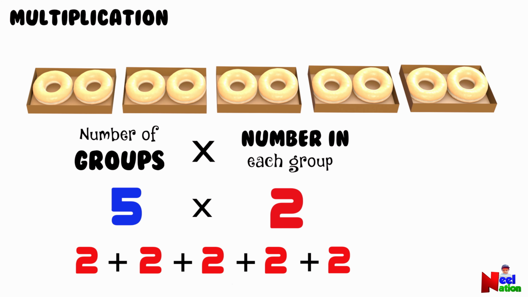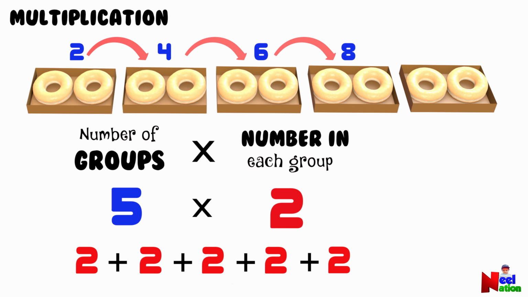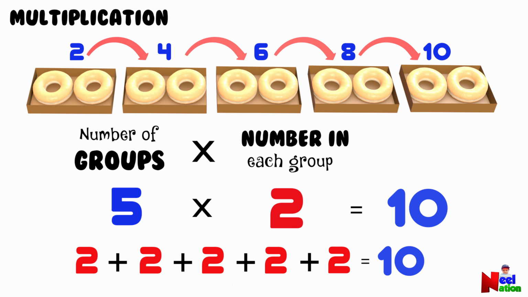Let's count together. We start with 2. 2 plus 2 equals 4. Add another 2 to get 6. Add another 2 to get 8. Add one more 2, we get 10. That's why 5 times 2 is 10. We are adding 2 again and again. So, we have 10 donuts in total. That's how multiplication helps us find the total faster and easier.